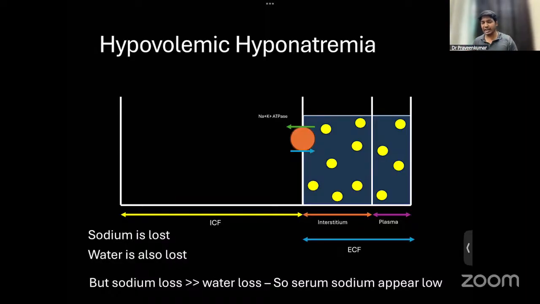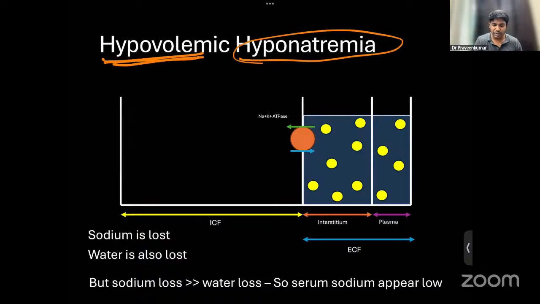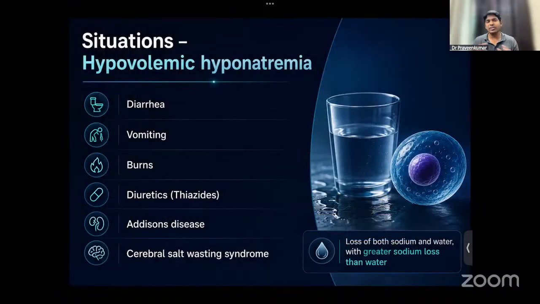Any doubt with this? So this is hypovolemic hyponatremia. When you measure, you find hyponatremia, and it is hypovolemic because the total body sodium is also less. That's all. We'll brush up all these things once again. The causes of hypovolemic hyponatremia are diarrhea, vomiting, burns. We lose water and we lose salt, both will be lost, but salt will be lost more than water. Because of that, we have hypovolemic hyponatremia.